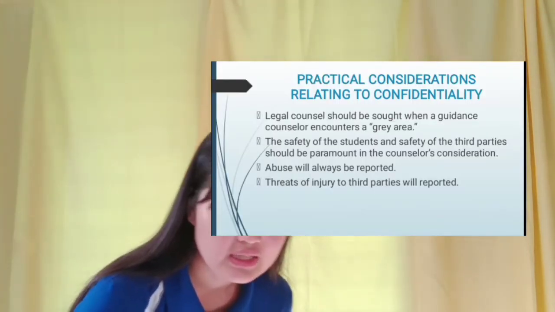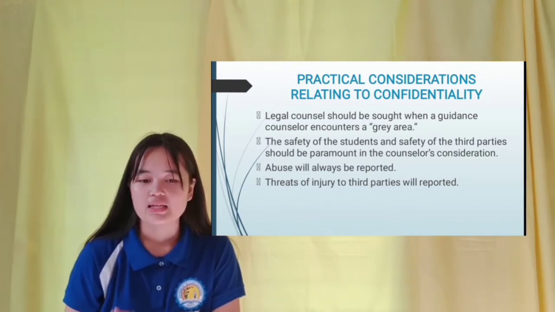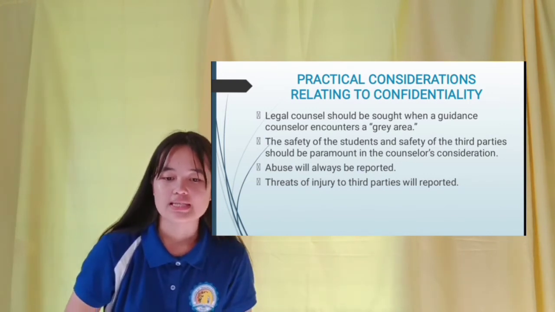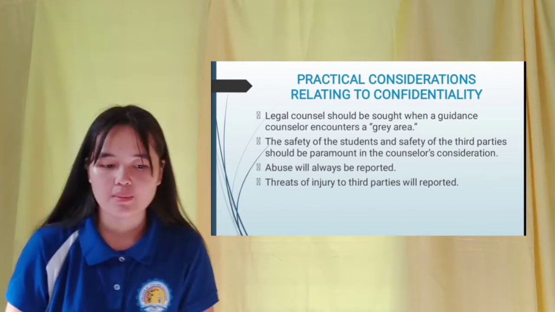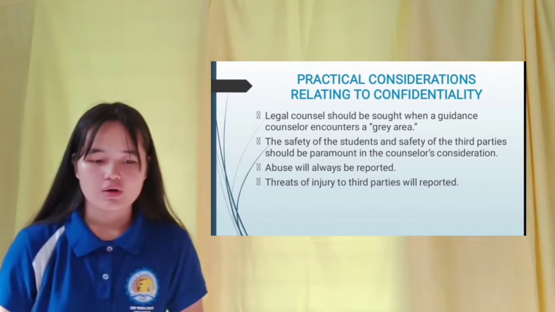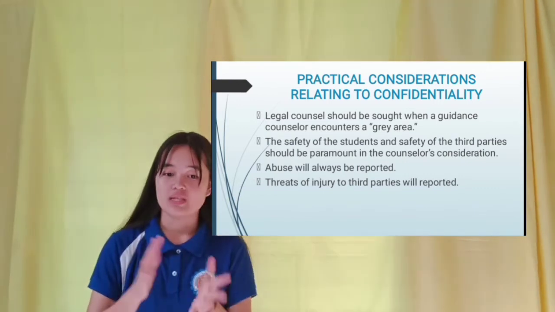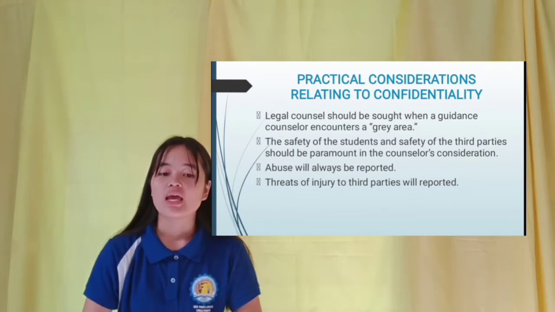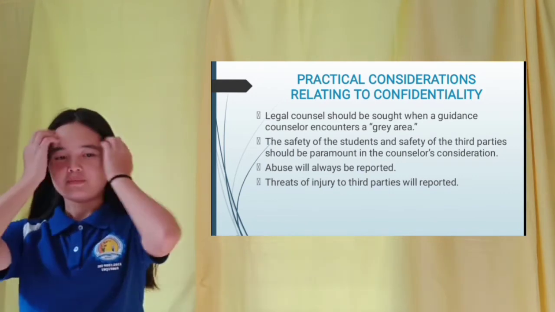Next. Practical considerations related to confidentiality. Legal counsel should be sought when a guidance counselor encounters a gray area. And the safety of the students and the safety of third parties should be paramount. When we say paramount, it's about a very important or the highest rank of importance in the counselor's consideration. And abuse will always be reported, and threats of injury to third parties will be reported.